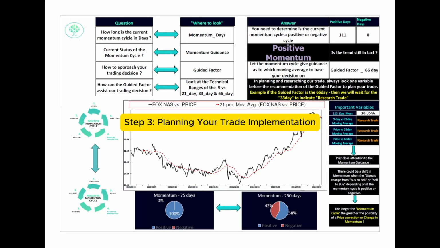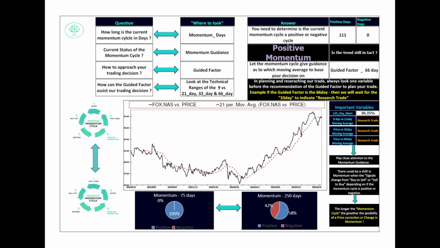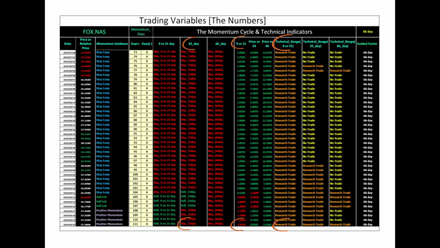Step 3. Planning your trading implementation. When planning and researching a trade, we use the variable preceding the recommended guided factor as the point of entry. In this case, we will use the 33-day moving average as our point of departure. Once we receive a research trade signal, we will closely monitor and plan our trade. Once we have confirmation that the price is below the 33-day moving average, we will begin opening our trade.